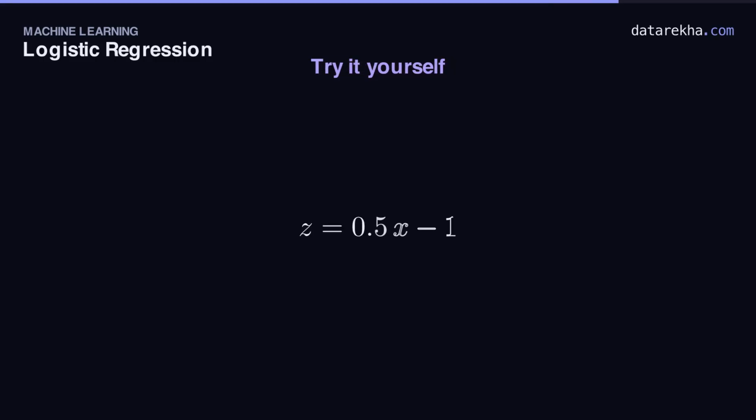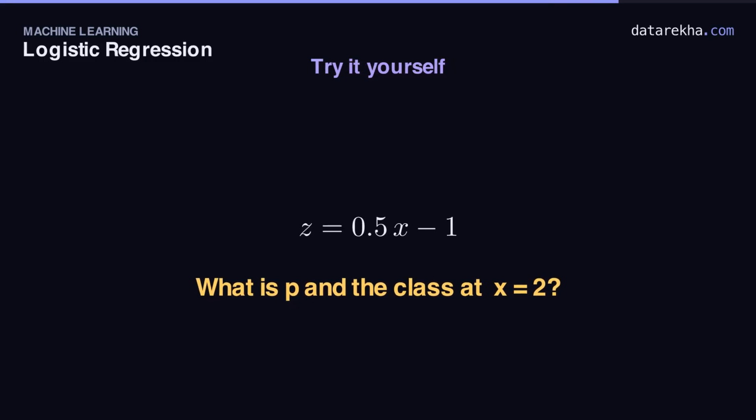Your turn. Same one-feature model, z equals 0.5x minus 1. What probability does it give at x equals 2? And which class? Pause the video, work it out, and I'll wait, right here.